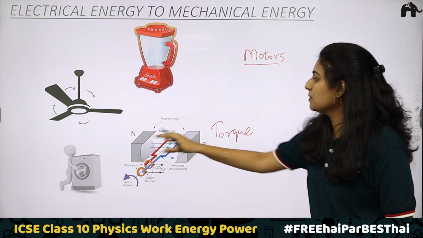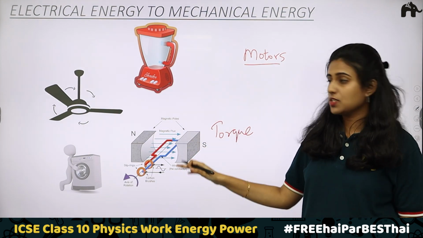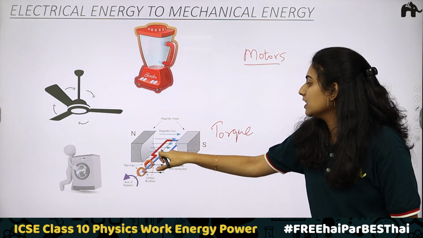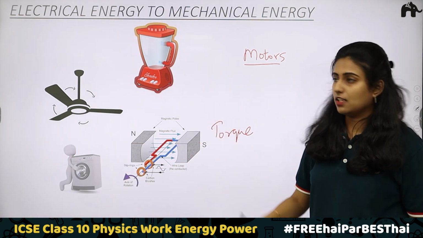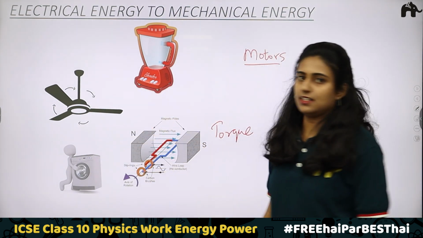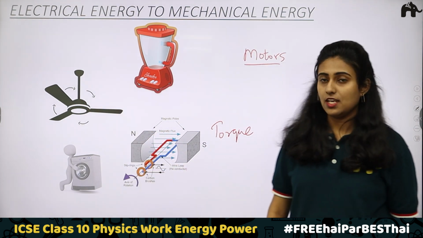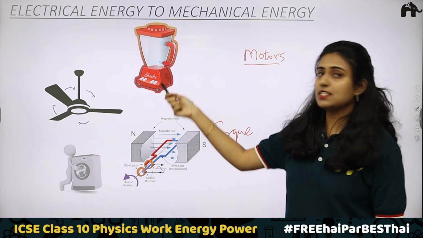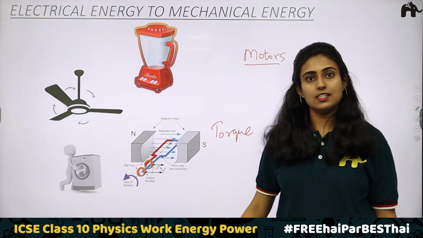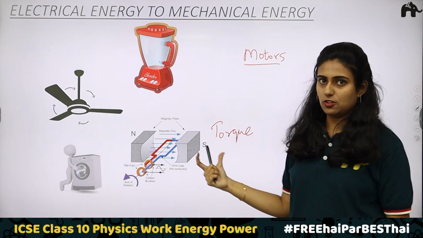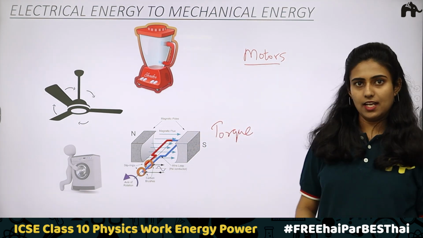Using electricity in the presence of a magnetic field, what is produced? Mechanical energy is produced. In this motor, the shaft starts rotating, and all these devices work under this principle. Due to this rotation, the wings of the fan can rotate. The blender can start working. The washing machine starts working because of this motor. Here electrical energy is getting converted into mechanical energy.